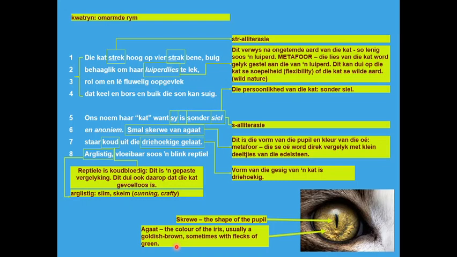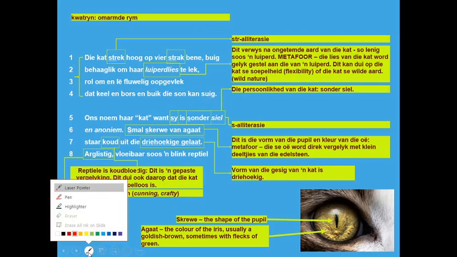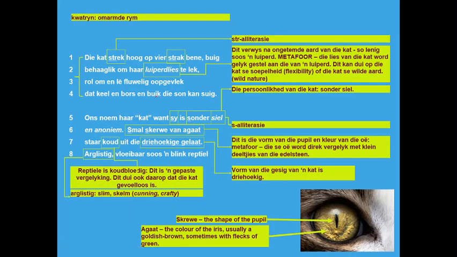Something that I noticed that isn't in any of the slides that I think you should just make a note of is if you look here, dat keel en bors en buik die son kan suig. This is also an example of personification. I'm going to try and write it in there, but it's not going to work very nicely. Okay, so there it is, personification. Okay, personificatie. So please just make a note of that so that you know that.